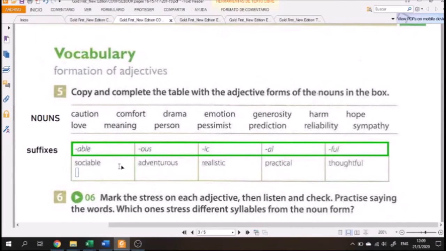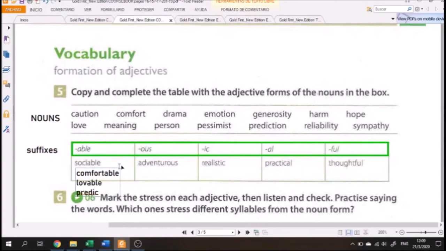Well, you ready? Tell me what you have completed in the first column. Well, sociable is already an example. What else? Write them in the chat, please. Share with your teacher your answers. We have comfortable, careful with the pronunciation, comfortable. We have lovable.